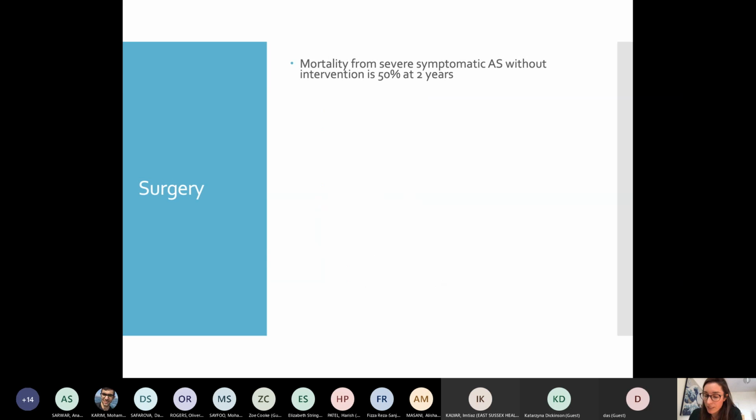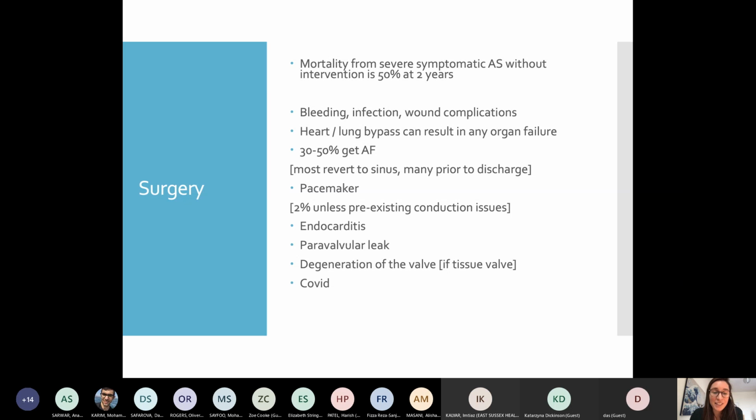So I spoke to one of my surgical colleagues and said, can you consent me as though I was this gentleman for aortic valve surgery? And he began by saying, I always start by telling patients that without intervention, if you've got severe symptomatic aortic stenosis, mortality at 2 years is 50%. So then, of course, he went on to list all the complications and it didn't sound so bad.